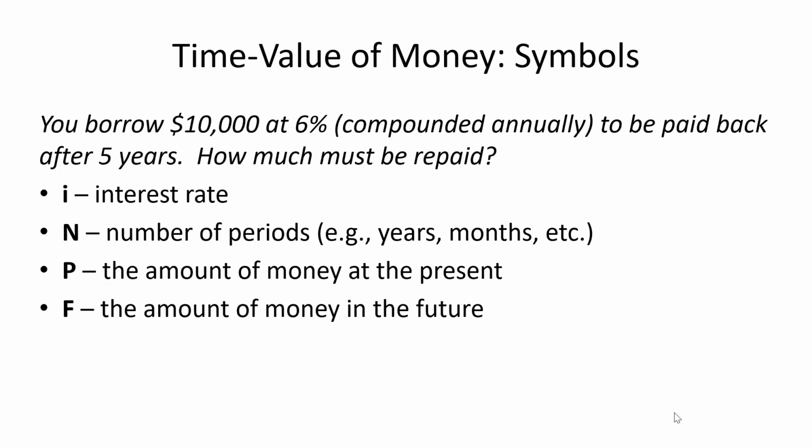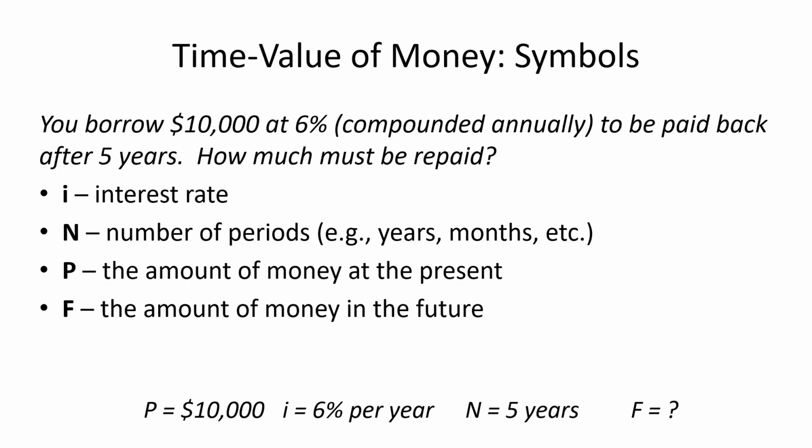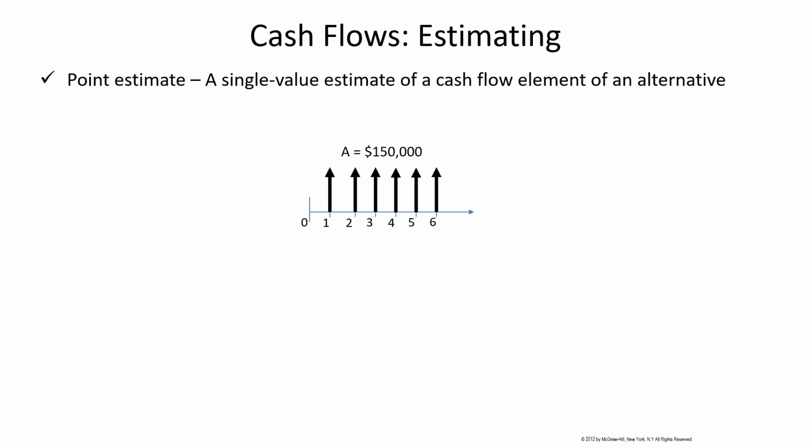So don't start on the in-class exercise yet. There's a few more things I want to tell you before we get started on that. Okay, so here is how you would translate this statement into the appropriate variable labeling. P equals 10,000, I equals 6%, N equals 5 years, F equals unknown.